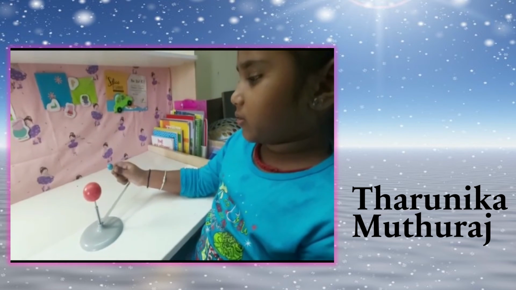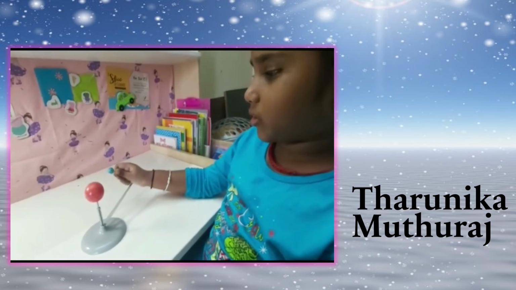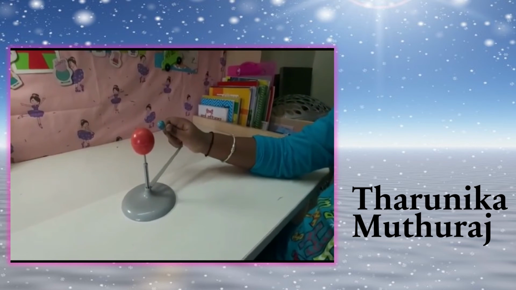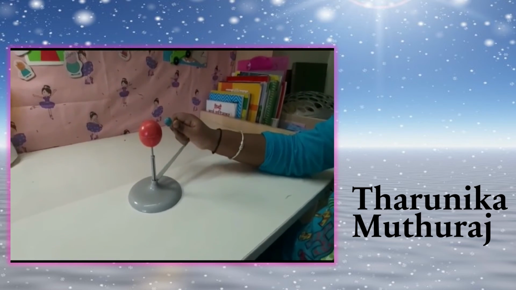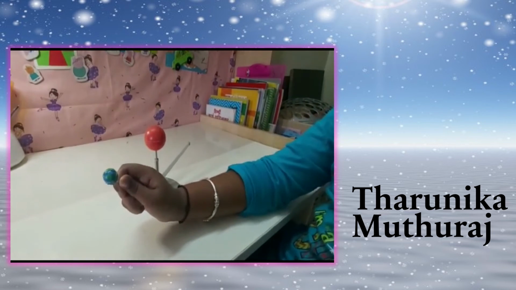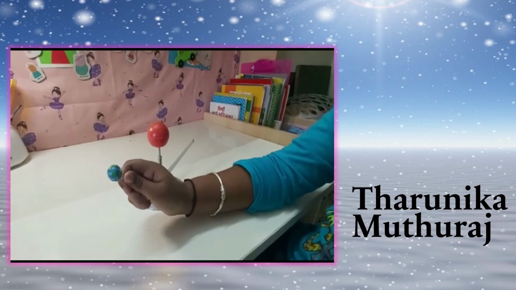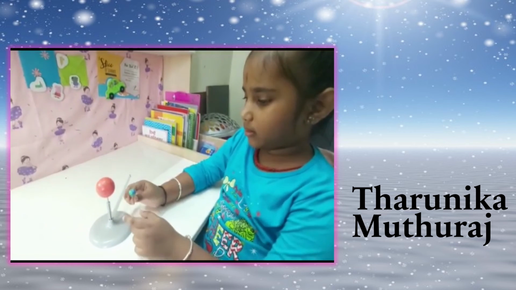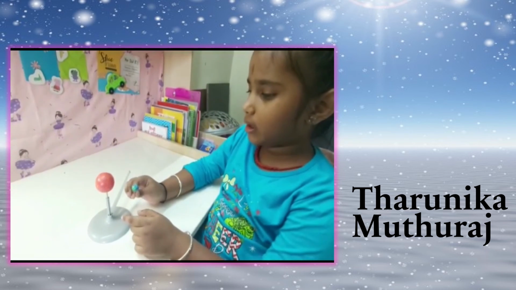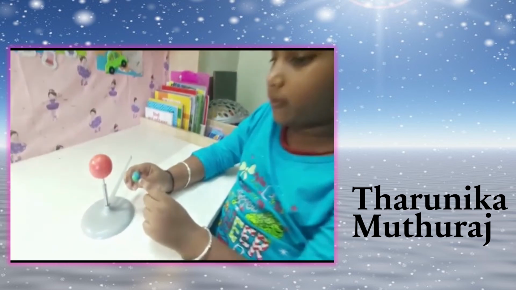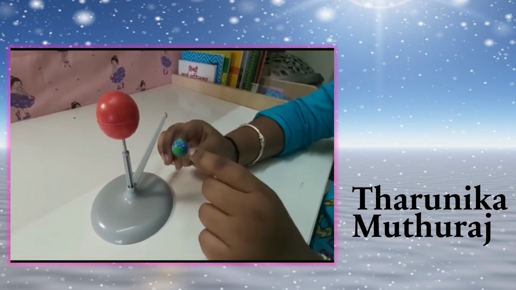The part which faces the Sun is summer season. The part which is not facing the Sun is winter season. Now the Earth circles the Sun and comes here. Now the seasons are reversed. Which part of the Earth is facing the Sun is spring. Which part of the Earth is not facing the Sun is autumn.